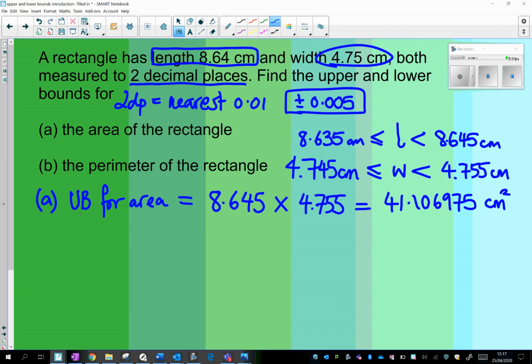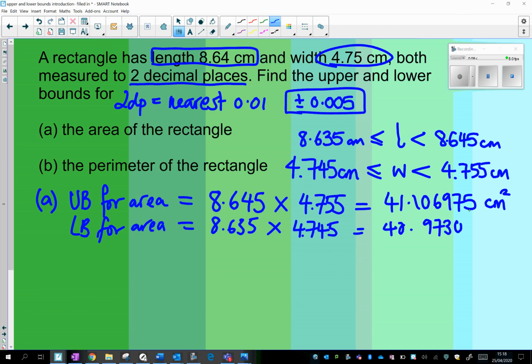Okay, if we want the lower bound for the area, that's going to be multiplying together the smallest length by the smallest width. So the smallest length is 8.635, multiplied by the smallest width, that's 4.745, and that comes out at 40.973075 centimeters squared.